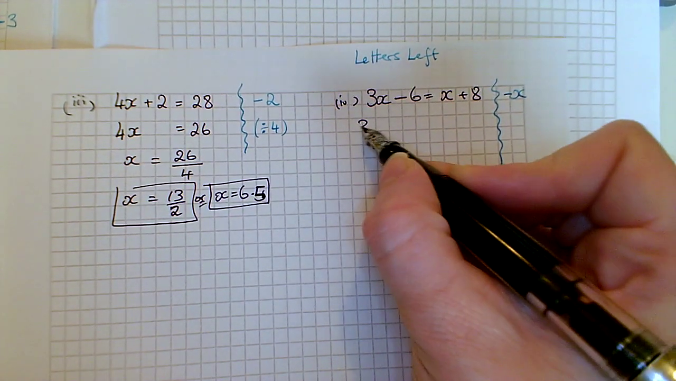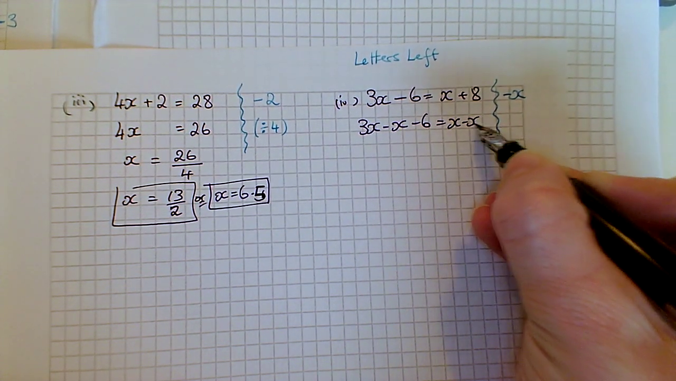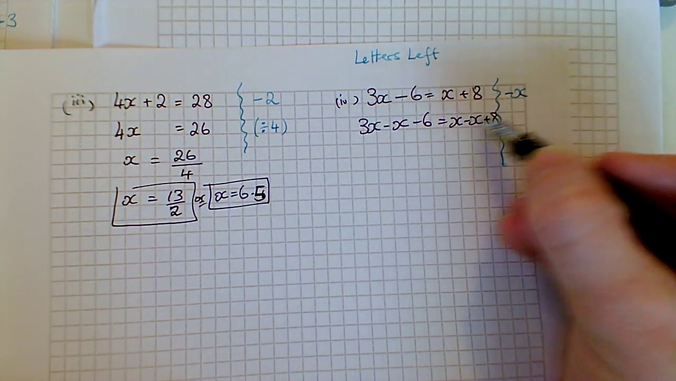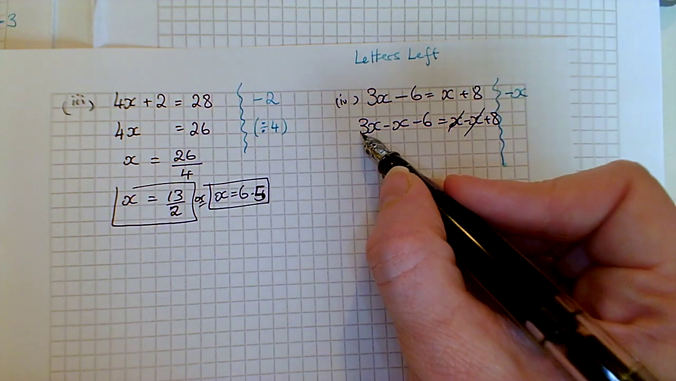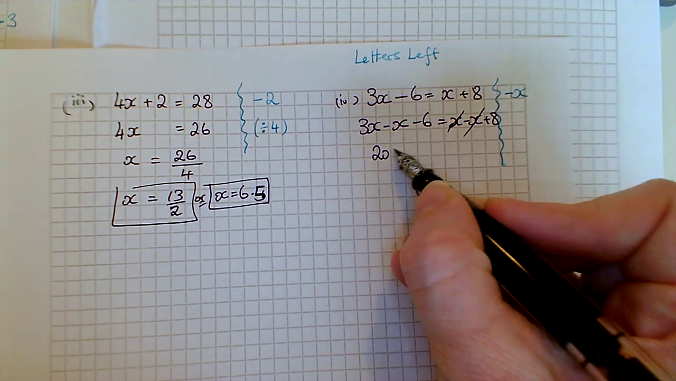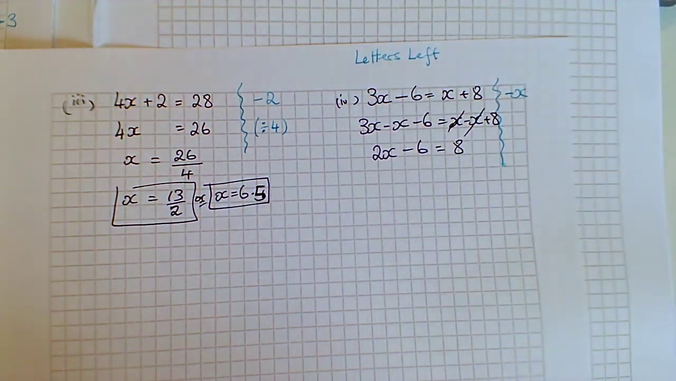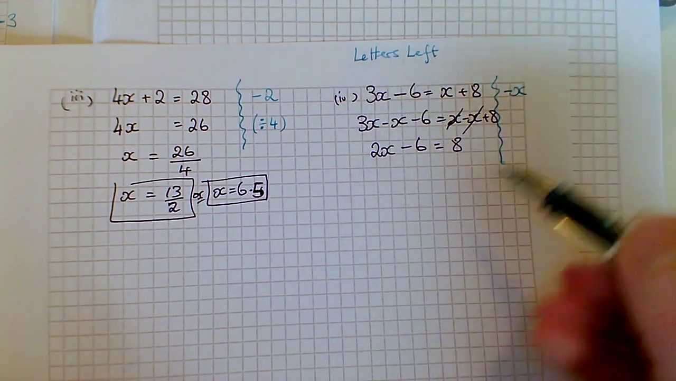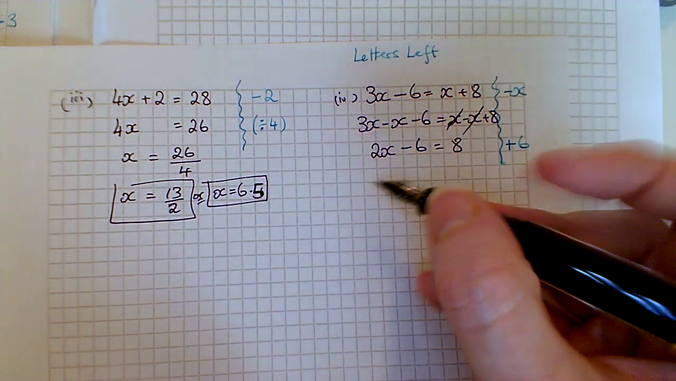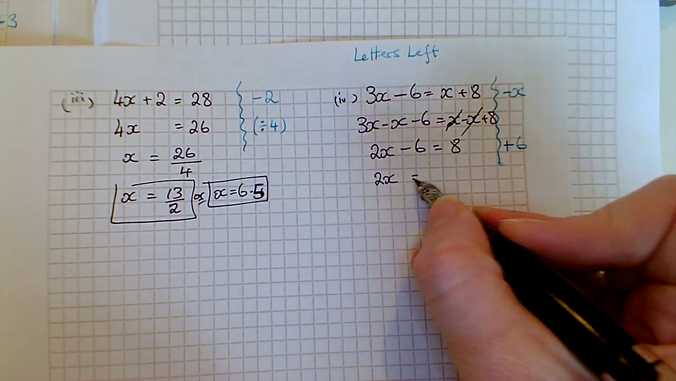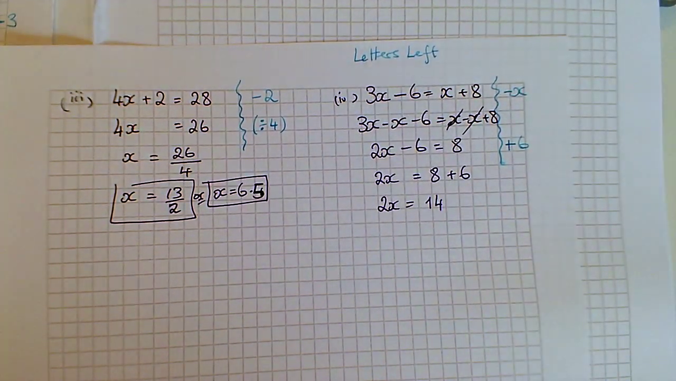So we get 3x minus 6 is equal to x minus x plus 8. And what happens here is x take x gives me 0. So it's like it cancels. And when I simplify this, 3x take 1x is 2x. That's my like terms. Minus 6 is equal to 8. Now I've got this minus 6 to deal with. So I add 6 to both sides. And I get 2x is equal to 8 plus 6. 2x is equal to 14.